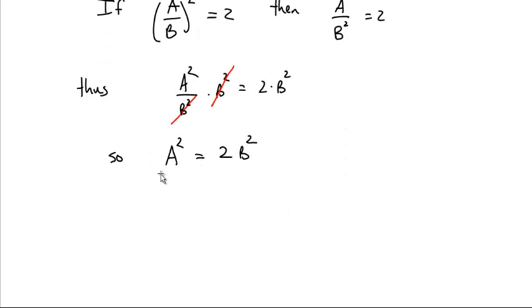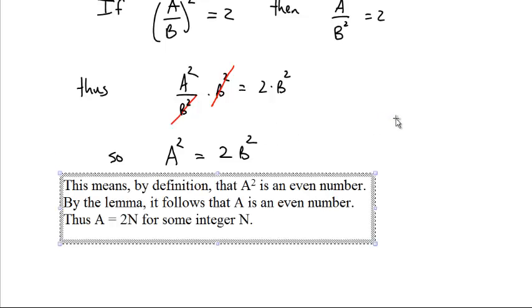Hey, this a squared is 2 times an integer, right? A and b are integers. When you multiply an integer by itself, you get another integer. This means, by definition, that a squared is an even number. And by that lemma that I said we were going to use in a little bit, if a squared is an even number, then a is an even number. So a is, by definition, 2 times something, 2 times n.